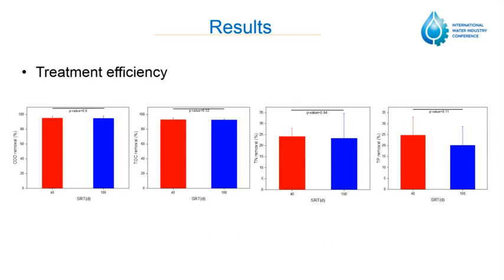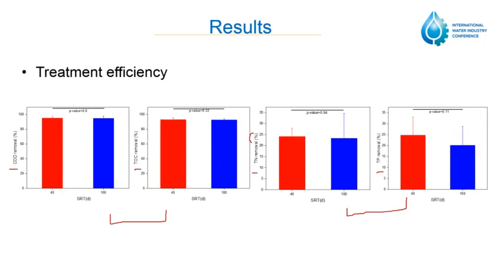In the case of treatment efficiency, like COD, TOC, TN, and TP removal, there is no difference at the two SRTs. Both COD and TOC removal efficiencies are over 90% at both SRTs. And TN and TP removal efficiencies are between 20 to 25% at both SRTs.